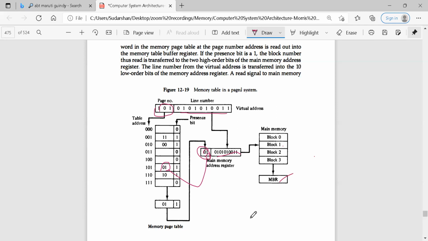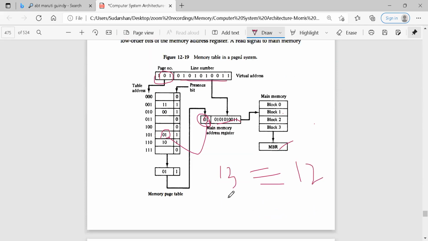So what we do here, we have a 13-bit address. We are mapping a 13-bit virtual memory address to a 12-bit primary memory address. How do we do it? The least significant 10 bits represent the offset or line number. The most significant 3 bits represent the page number in the case of the virtual address, and the most significant 2 bits represent the block number or frame number in the case of main memory. In a nutshell, a 13-bit address is mapped onto a 12-bit physical memory address.